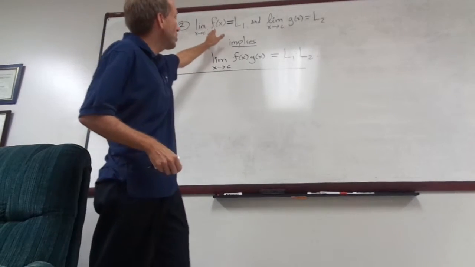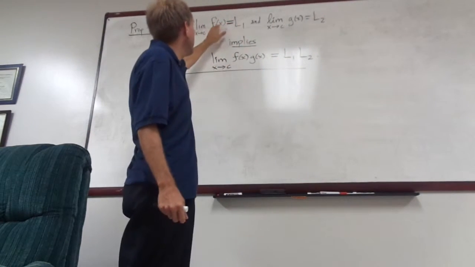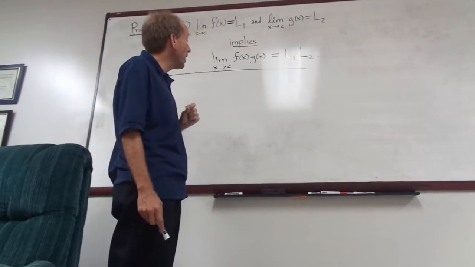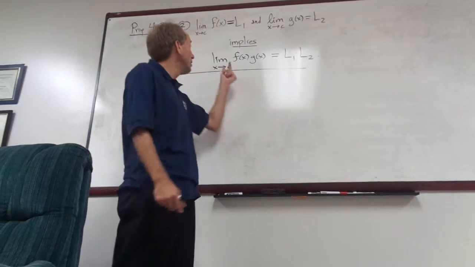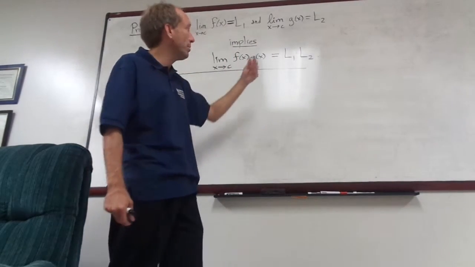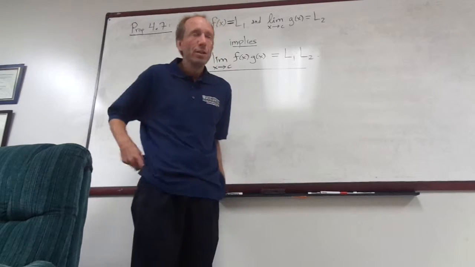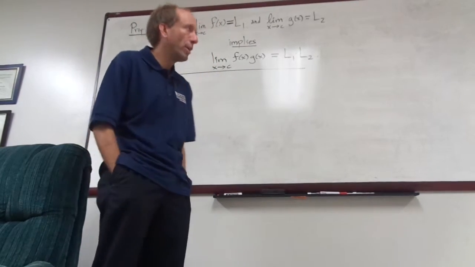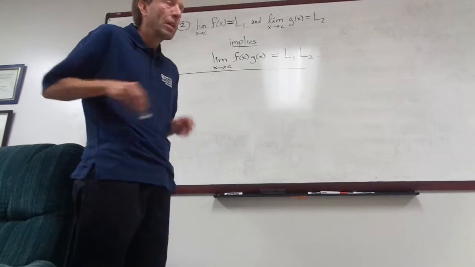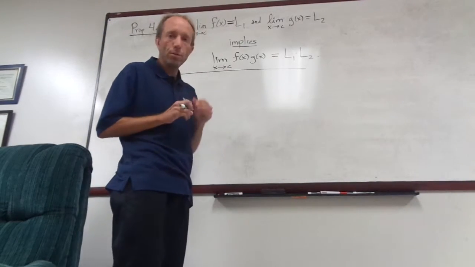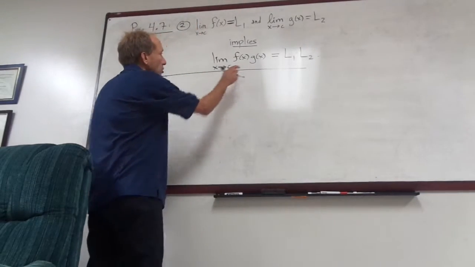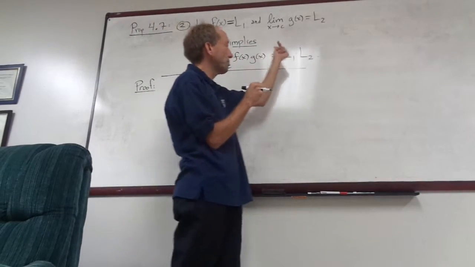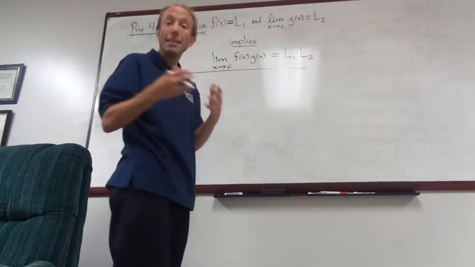So if I have two functions f and g, and the limit of f of x is equal to L1, and the limit of g of x is equal to L2, then, not surprisingly, the limit of f of x times g of x is going to be L1 times L2. So limits of functions respect multiplication is kind of the way we could say that. To prove this, we're going to need to show that the absolute value of f of x, g of x minus L1, L2 gets less than epsilon, right?